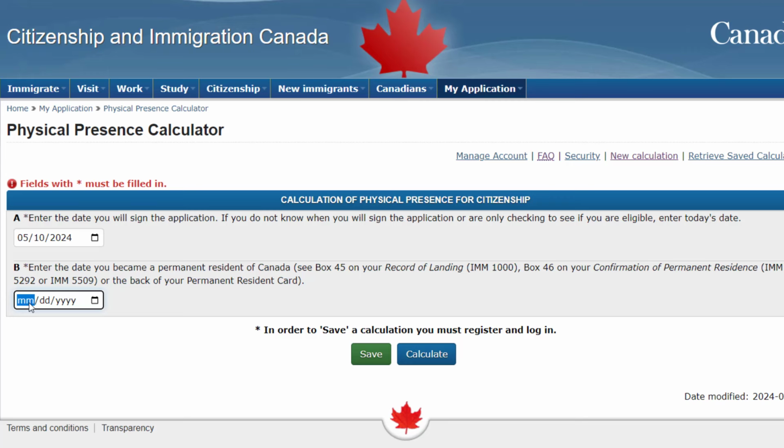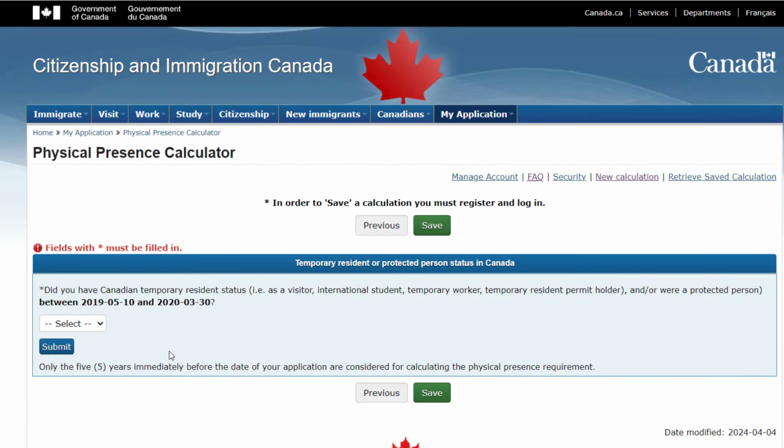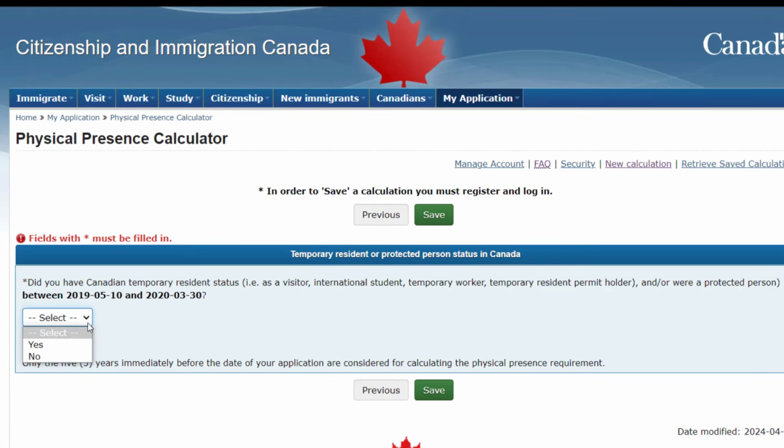The total number of days absent includes all absences from Canada within the 5-year period immediately preceding the date of your application. If you were not a permanent resident for your entire eligibility period, the 5 years preceding the date of your application, the Physical Presence Calculator will automatically ask you if you were physically present in Canada as a temporary resident or protected person before becoming a permanent resident.